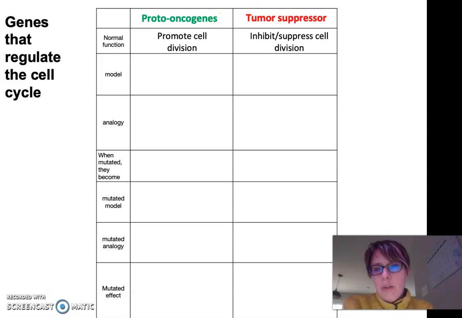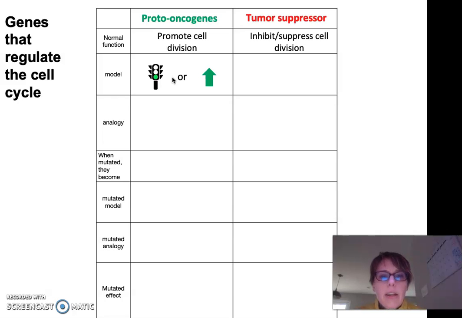I like to use a visual model to help my brain understand what a proto-oncogene is and how its function matches its name. We're going to use a green light, like on a traffic light, to represent proto-oncogenes. Or if you don't like that analogy, we can use a green up arrow. Both of those say, go ahead, traffic can flow, or go ahead, increase the number of cells.